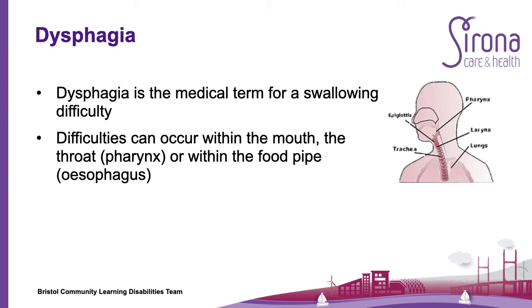You can have difficulties in the pharynx or the throat. Difficulties at this stage can lead to aspiration or choking. We will discuss aspiration and choking in a bit more detail later. You can also have difficulties at the level of the esophagus, also known as the food pipe. Difficulties with the esophageal stage are usually managed by a medical team that specialise in gastroenterology.